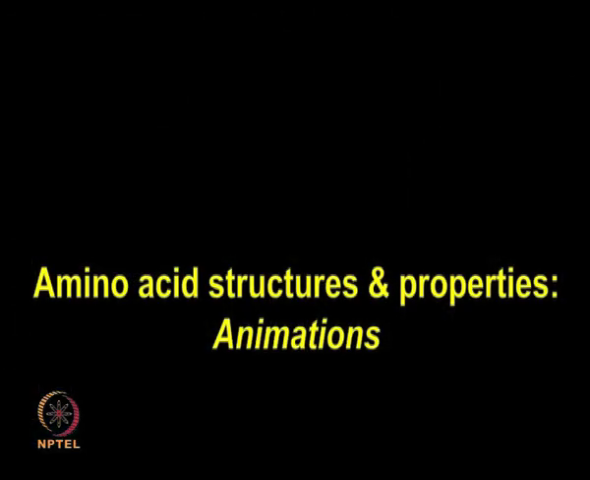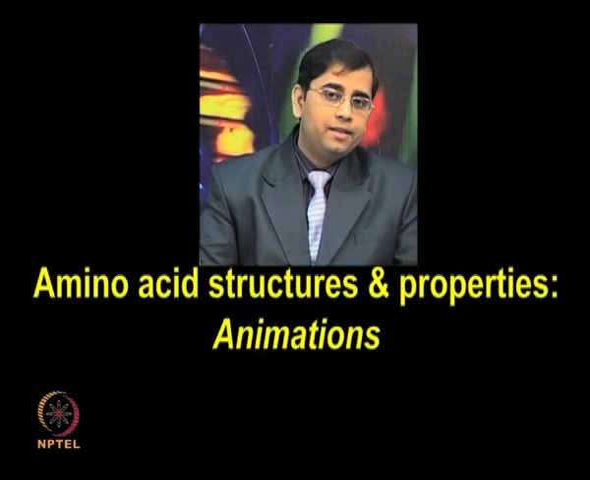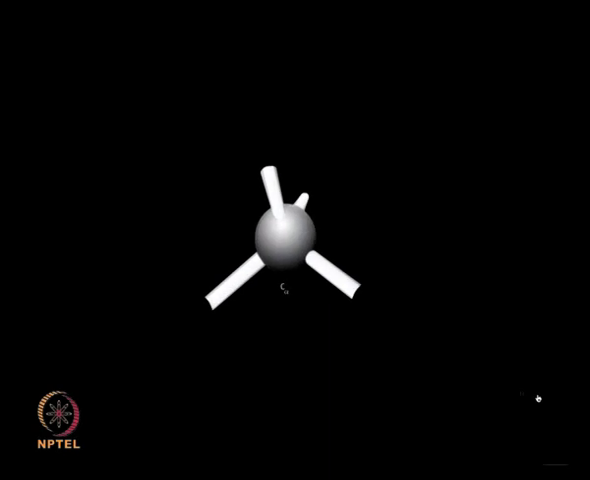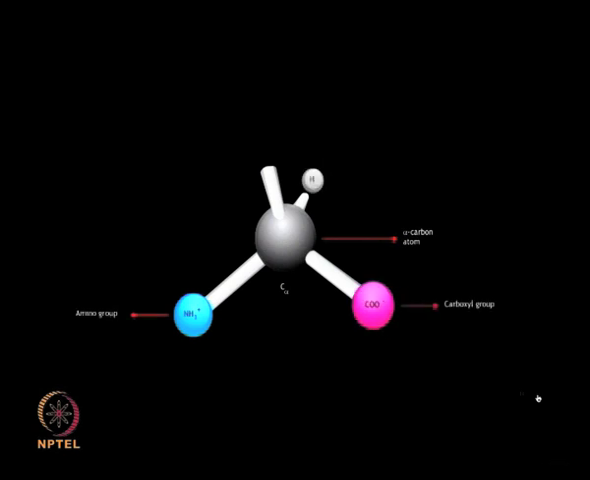I will refresh some of the concepts discussed on amino acid structures and properties in the following animation. Amino acids are the building blocks or monomers that make up proteins. They consist of a central alpha carbon atom bonded covalently to an amino group, a carboxyl group, a hydrogen atom and a variable side chain called the R group.